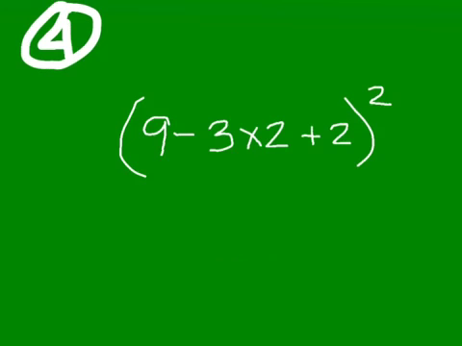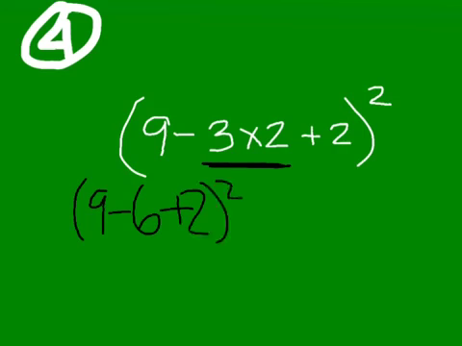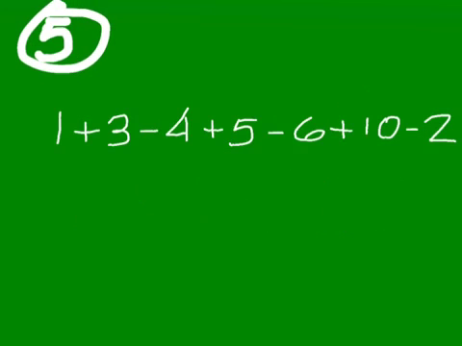Number 4. Okay, guys, I think everybody got this one right. We need to do this right here first. So 3 times 2 is 6, so that makes this 9, minus 6 plus 2 squared. 9 minus 6 is 3, plus 2 is 5, and 5 squared is 25.